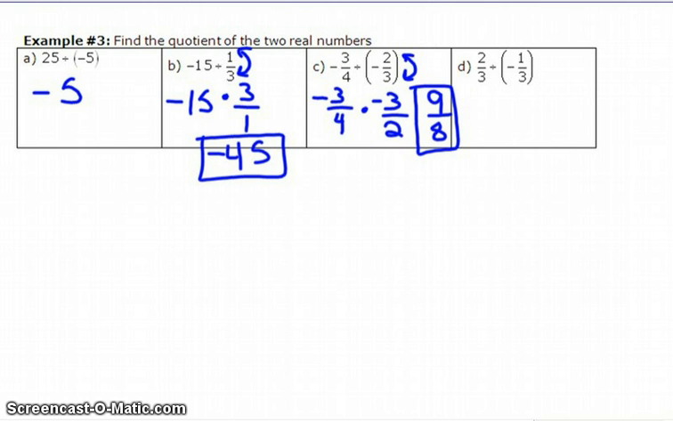And then the last example, I have 2/3 times negative 3 over 1. Again, we're going to want to multiply across. So 2 times negative 3 is negative 6. 3 times 1 is 3. Now this one you can actually simplify. Negative 6 divided by 3 is negative 2. And there is my answer. So this was multiplying and dividing real numbers.